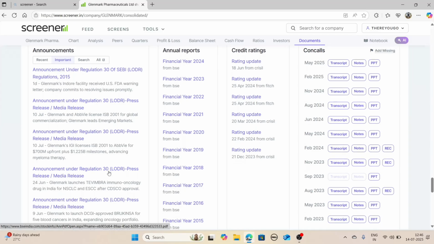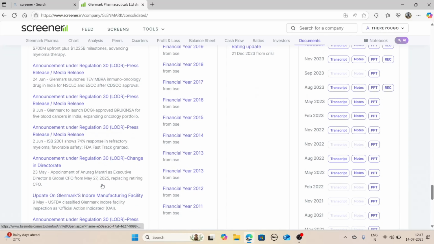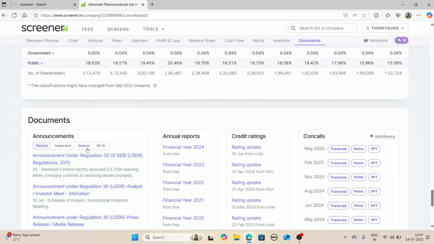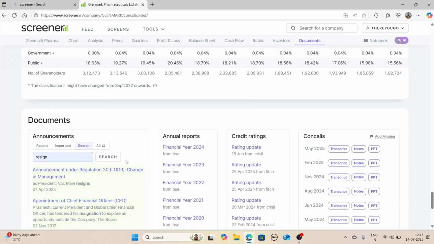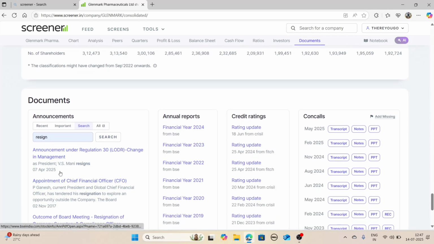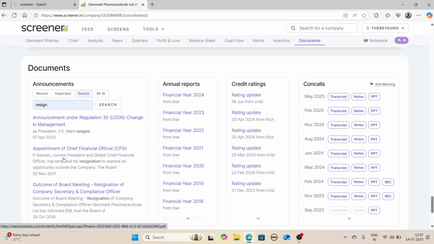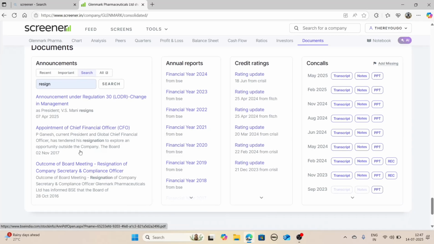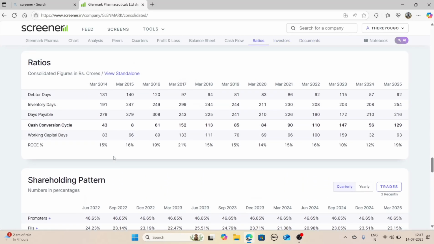IGL licenses ISB 2001 to AbbVie for 700 million dollars. Okay. Let's see if there is any recent resignation, so that we can see what's happening. The company announcement under change in management: the President has resigned for many reasons. Okay. Appointment. There is no recent important news except this warning letter.